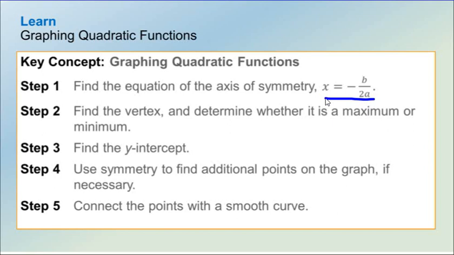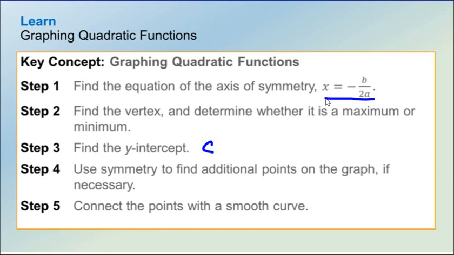So you're going to find the vertex. Wherever your x is, that's going to be your x coordinate of your vertex. You're going to put that into the formula to find your y coordinate. Then you can determine if it's a maximum or minimum. From there, find the y-intercept. Your y-intercept is always your c. Then you're going to use symmetry to find the additional points in the graph.